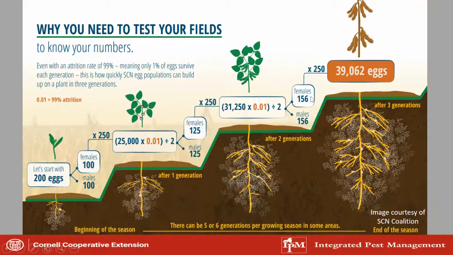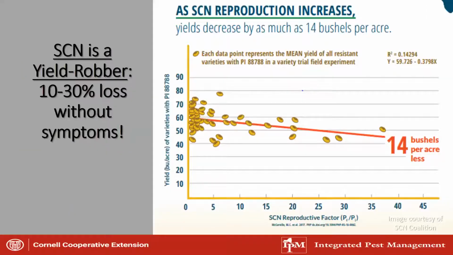This is showing 3 generations, and here in New York State, we can have 3 generations. So this is very typical of what we would see here. We can go from 200 eggs to over 39,000 eggs on that one plant in one season. That's pretty intense and not a situation that we want to see happening. So we want to start managing for this.